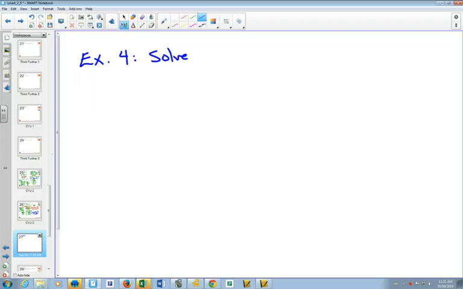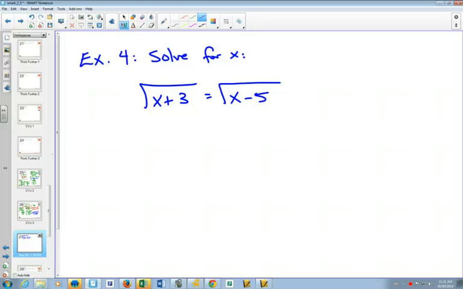Which will look like this. Solve for x. And I made a good one. Square root of x plus 3 equals square root of x minus 5 plus 2. I'll rewrite.